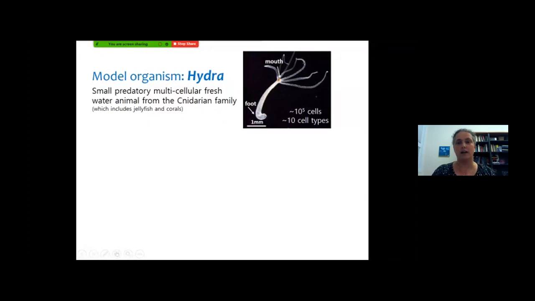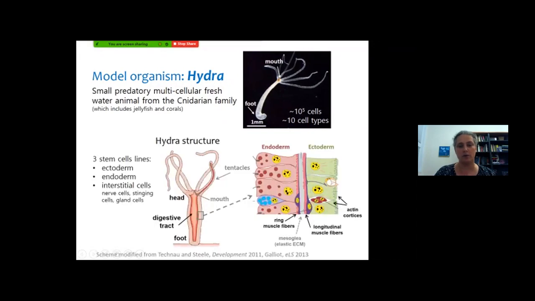It contains about 100,000 cells. When you look in more detail into the structure, you see that this tubular body is actually composed of a bilayer of cells. This bilayer is composed of an outer layer, the ectoderm, and an inner layer, the endoderm. And in between, there's an extracellular matrix. These epithelial layers double as primitive muscle, and they have contractile actomyosin cables running all along the body axis in the ectoderm and in the circumferential direction in the endoderm. And I'll show you these fibers in a little while.